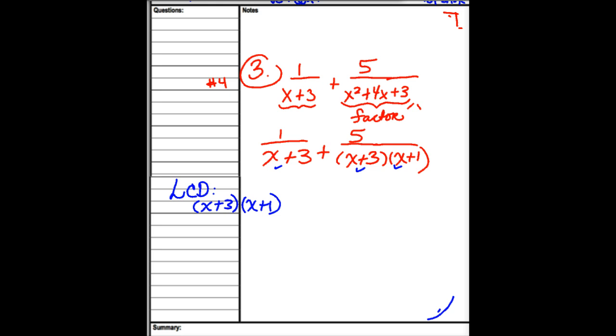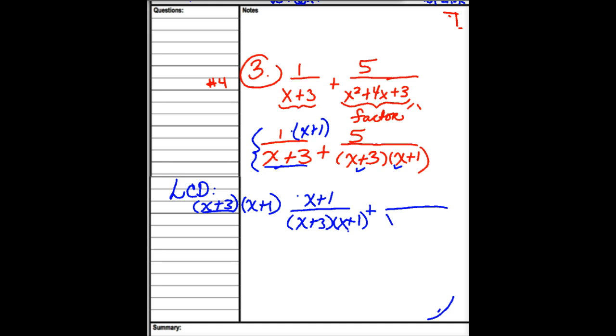I need to write them both over it. So this one right here, I have to put over x plus 3 times x plus 1. Well, it has the x plus 3. It just needs the x plus 1. And don't go canceling those off because we're going to add it up. If you slash this with this, you'll go full circle and just go right back to this one. We're pumping it up, not breaking it down.